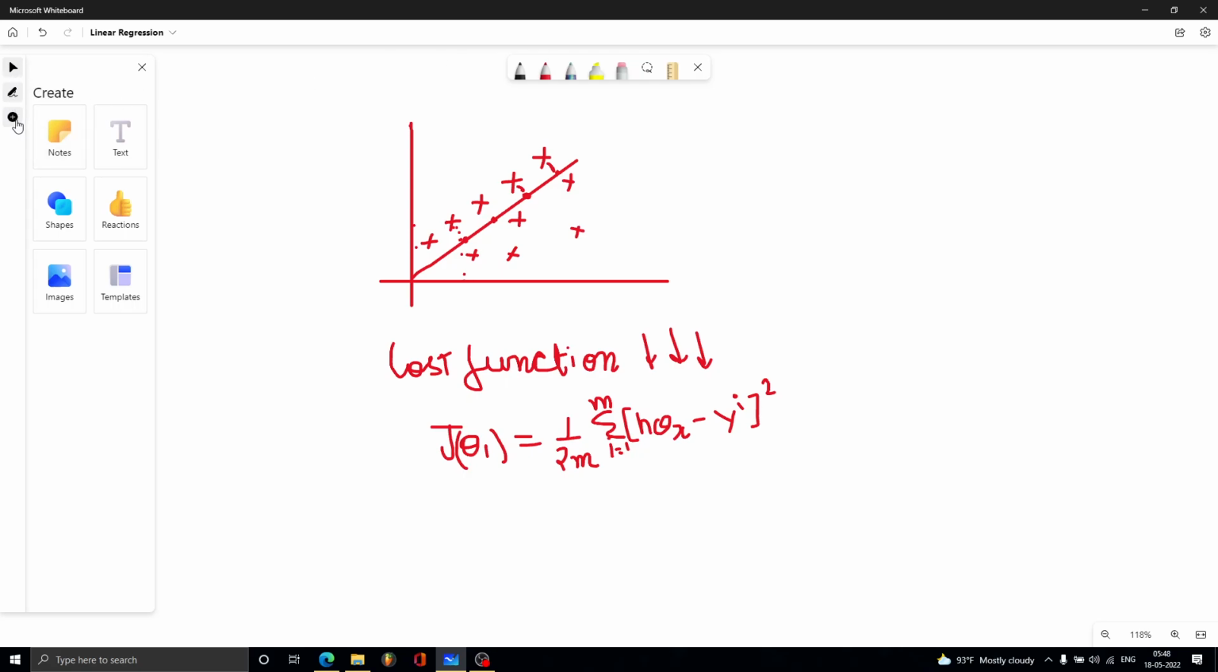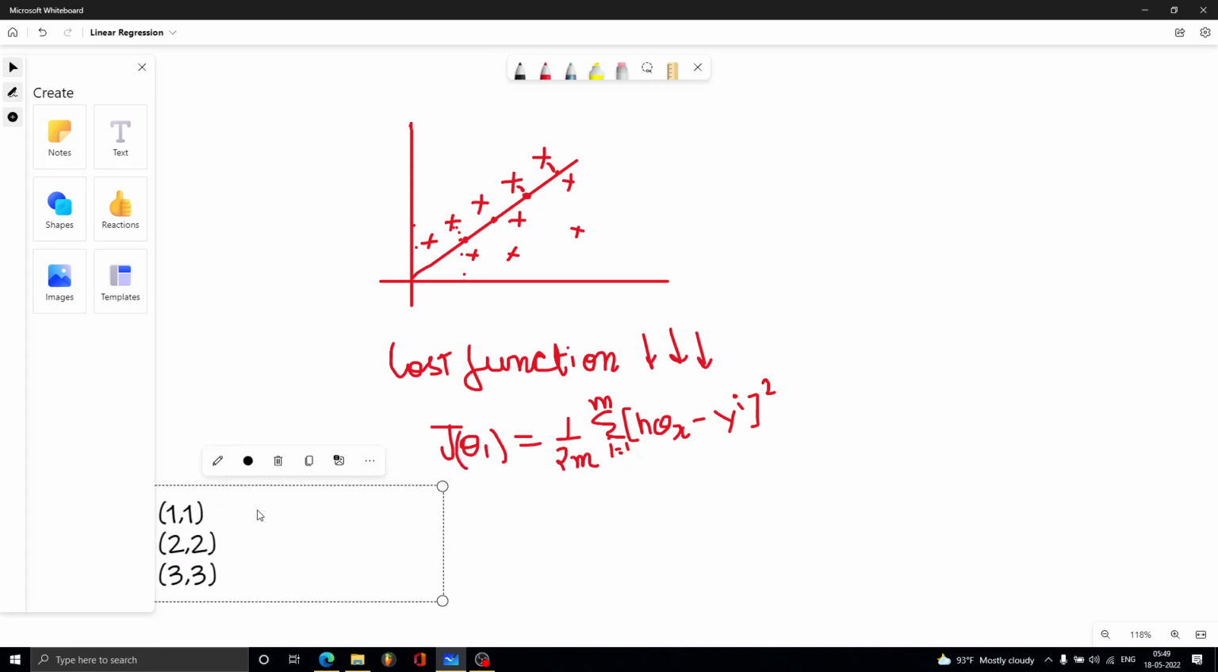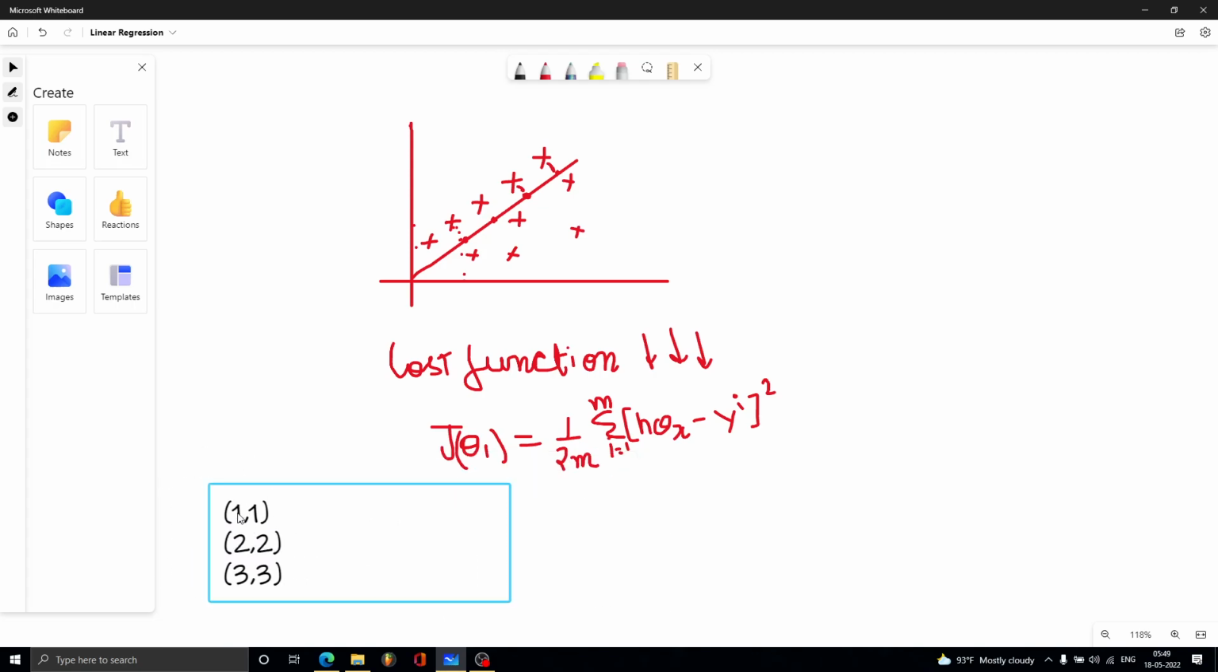Now suppose we have these data points. Let's say 1 comma 1 is there, 2 comma 2 is there. Now what is 1 comma 1? 1 is our x axis and this one is our y axis. This is our actual values, right? The y axis is basically our actual values. Here I can write just 3 comma 3, simple.